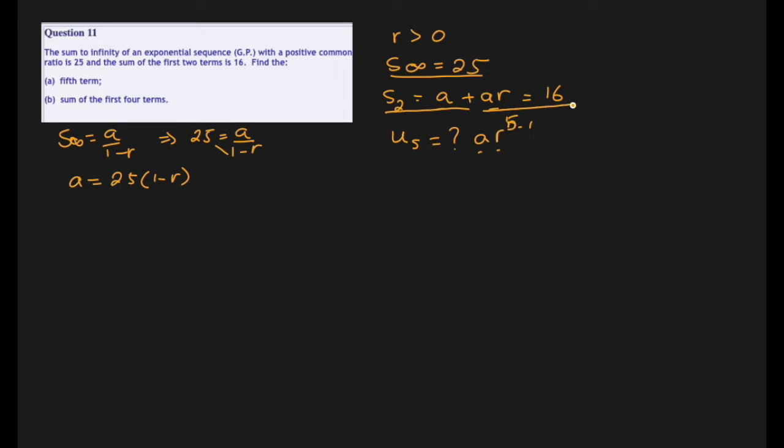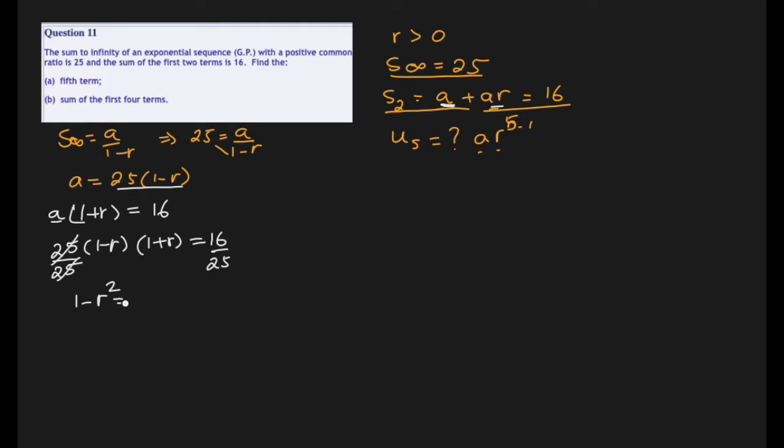Now, let's use the second one, which will be, if I take a common from the two, this a, so it will be 1 plus r equal to 16, correct? I took a common from both. So in place of a, let's write 25 times 1 minus r, and then we have 1 plus r already here, equal to 16. Divide by 25, and 1 minus r times 1 plus r, if I multiply them, it will be 1 minus r squared equal to 16 over 25.